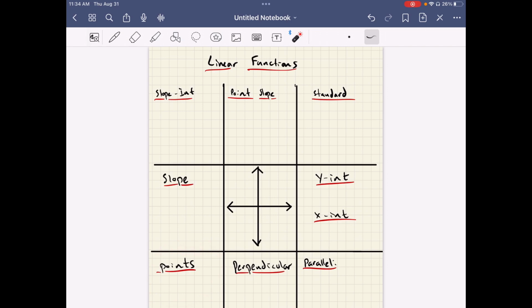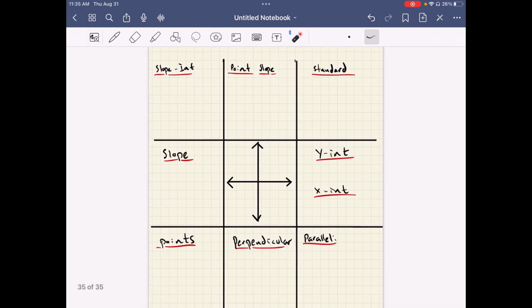And the reality is you could start with any one of these, right? If they give me a graph, I should be able to fill out the rest of these boxes. If they give me an x and y intercept, I should be able to figure out the rest of these boxes, and so on and so forth. So we're going to start with one of the more common ways, and then I'm going to show you how to find the rest of those 9 boxes.